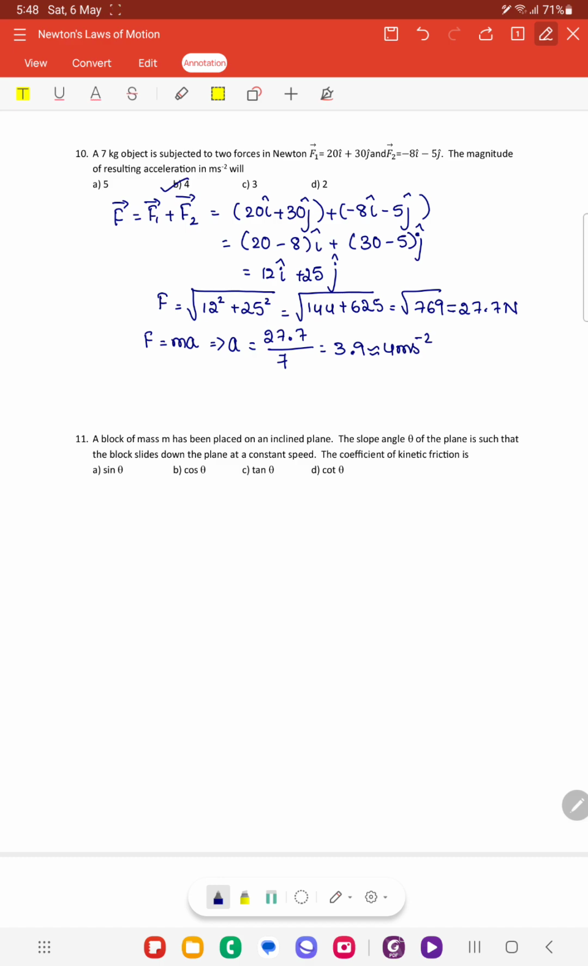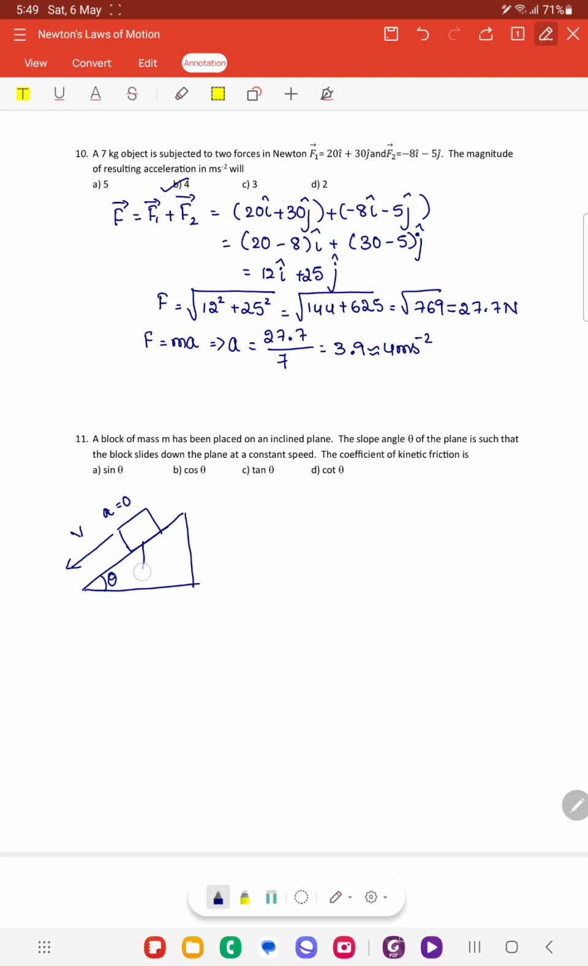Question number 11. A block of mass m has been placed on an inclined plane. The slope angle theta of the plane is such that the block slides down the plane at a constant speed. The coefficient of friction is. So we have an inclined plane. Let us consider the angle of inclination is theta. Here the block is placed on the inclined plane and it moves with the constant velocity v. Therefore, the acceleration is 0 since the velocity is constant.